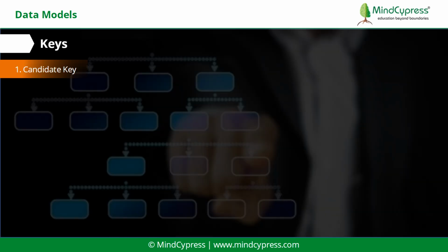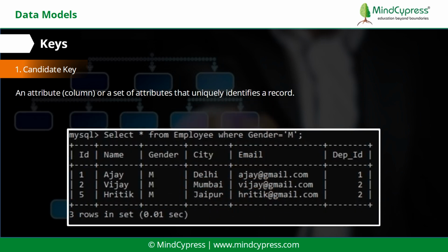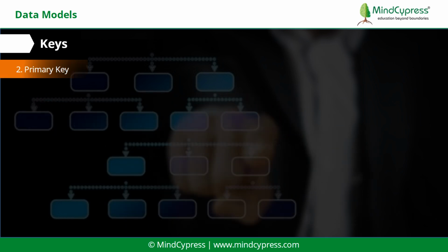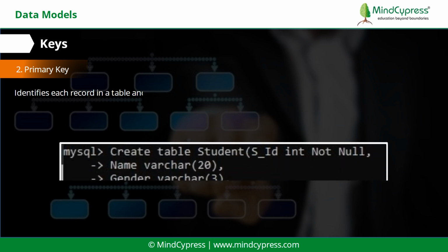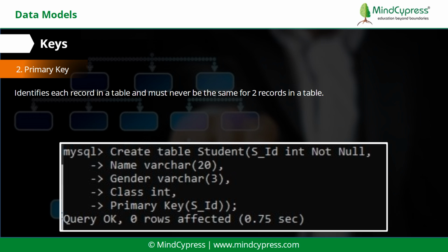First, candidate key. An attribute, column, or a set of attributes that uniquely identifies a record. Example: customer ID plus store ID plus location ID in a customer transaction table. Second is primary key. It identifies each record in a table and must never be the same for two records in a table. Example: customer ID identifying a customer uniquely in a customer table.